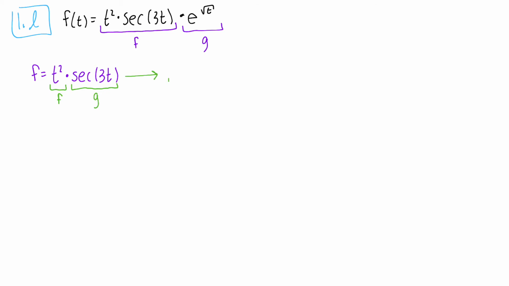So product rule here, F is going to be t squared. F prime is going to be 2t. G is secant of 3t. The derivative of secant is going to be secant 3t tangent 3t. And then the derivative of the inside, derivative of 3t is 3. So I'm just going to put that 3 out front there. So 3 secant 3t tangent 3t, because 3t was on the inside.